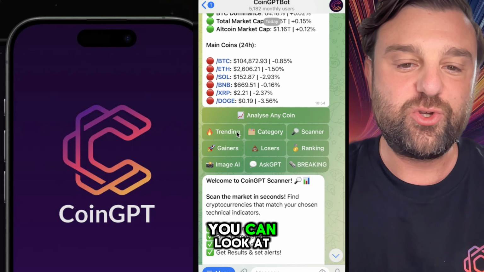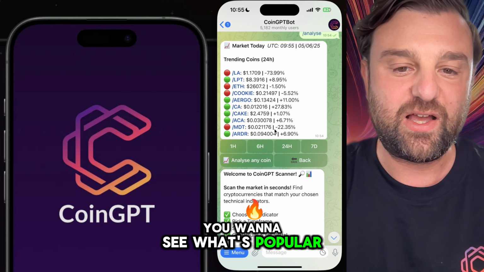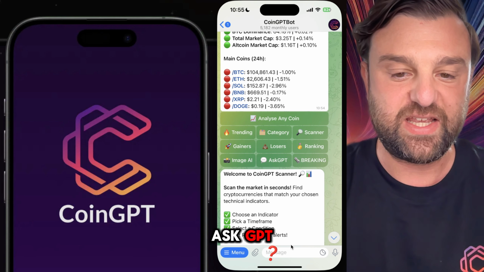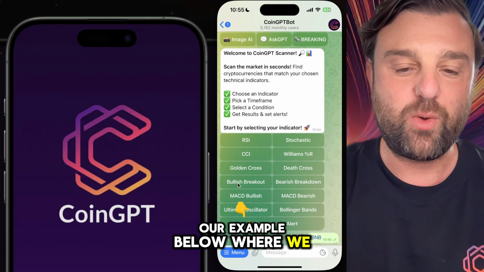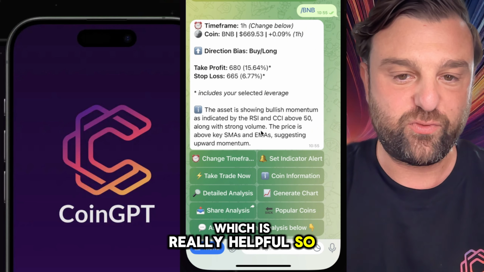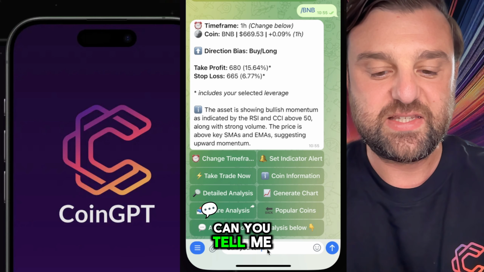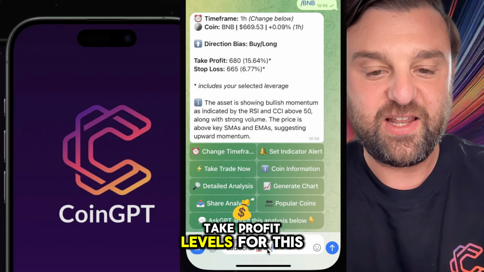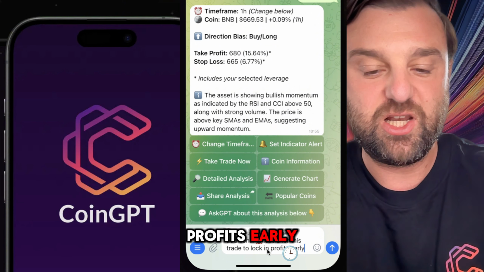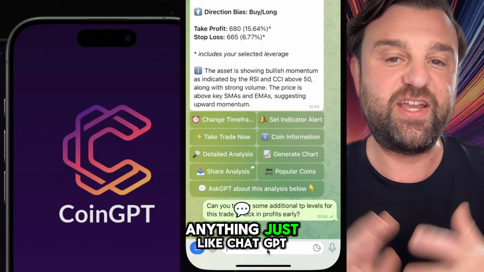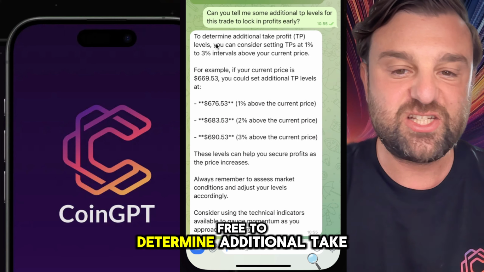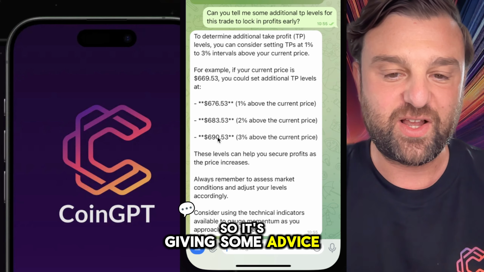Some of the other cool things, you can look at trending coins. You want to see what's popular. That will help with volume. Some other good ways are simply by Ask GPT. So for example, with our example below where we analyzed BNB, we could ask GPT some questions on that trade, which is really helpful. So for example, can you tell me some additional take profit levels for this trade to lock in profits early? Just as an example, you can ask it anything, just like ChatGPT, but this is your AI crypto trading assistant. And once again, this feature's free to determine additional take profit levels. So it's giving some advice and some other key levels as well.